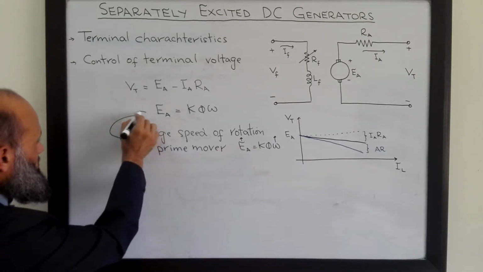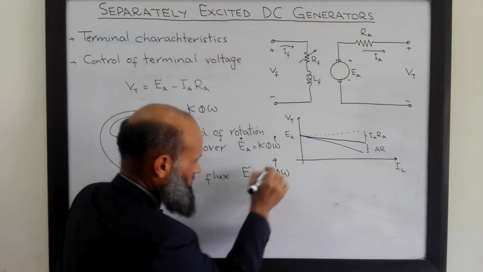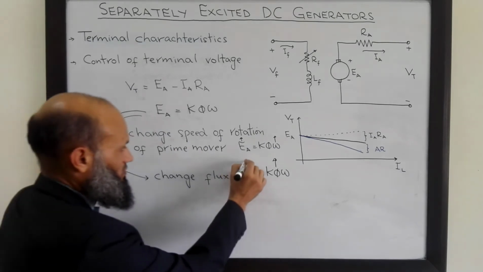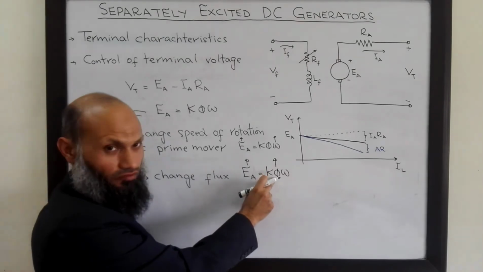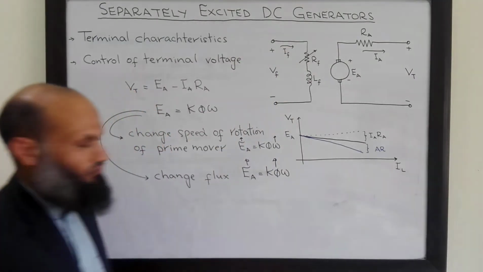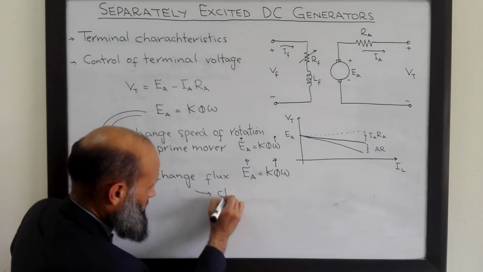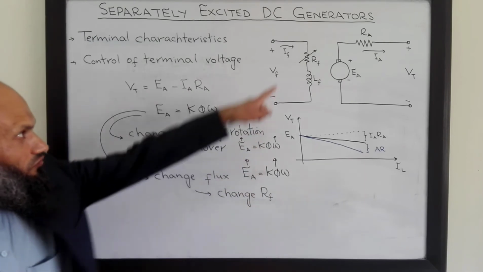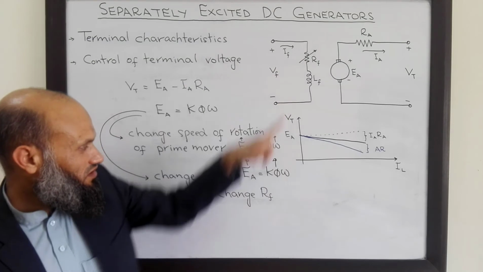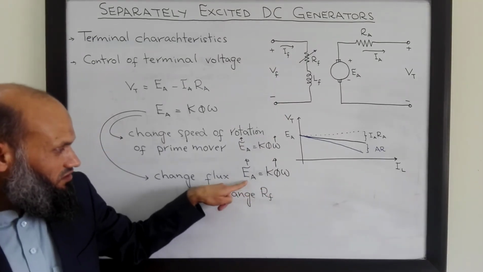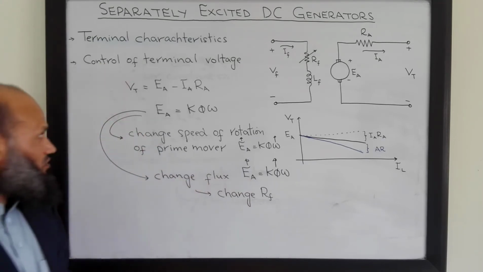Therefore, the second possibility is to change the flux in the machine. If we increase flux, Ea will increase, and that will result in an increase in the terminal voltage. How can we change flux? By controlling the field current. Field current can be controlled by changing the field resistance, that is, change RF. So if we increase RF, field current will decrease, that will result in a decrease in flux, and thereby a decrease in generated voltage, and then Vt will be reduced.